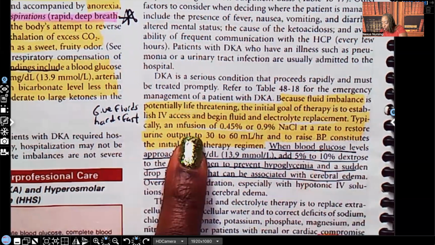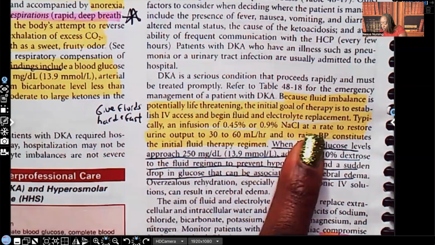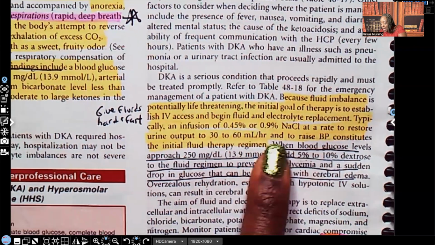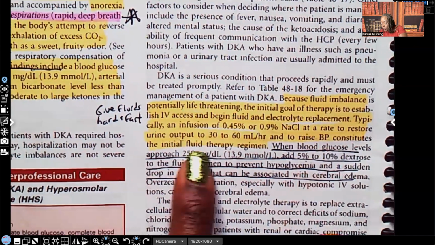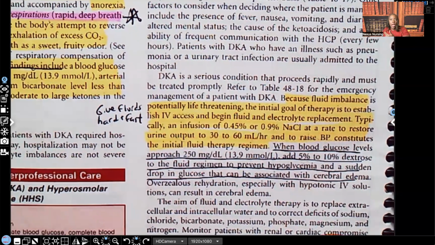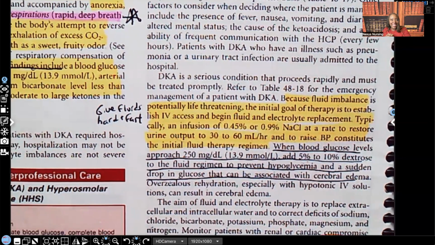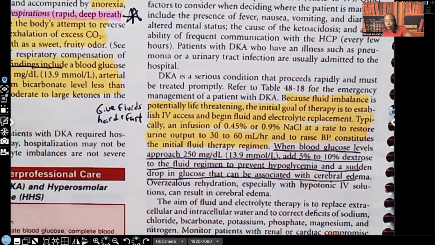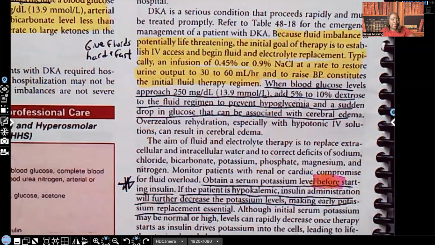Typically, an infusion of half normal saline or normal saline at a rate to restore urine output of 30 to 60 milliliters per hour, and we want to raise blood pressure. To raise blood pressure constitutes the initial fluid therapy regimen. We're trying to get that blood pressure up, and we're trying to get the kidneys functioning again. How do we know that the kidneys are starting to do a little bit better? We see the urine output start to go up. Okay. Remember, we want to see at a minimum 30 mLs per hour, right? So when we start to see the urine output start to go up, we're like, okay, kidneys are getting better.